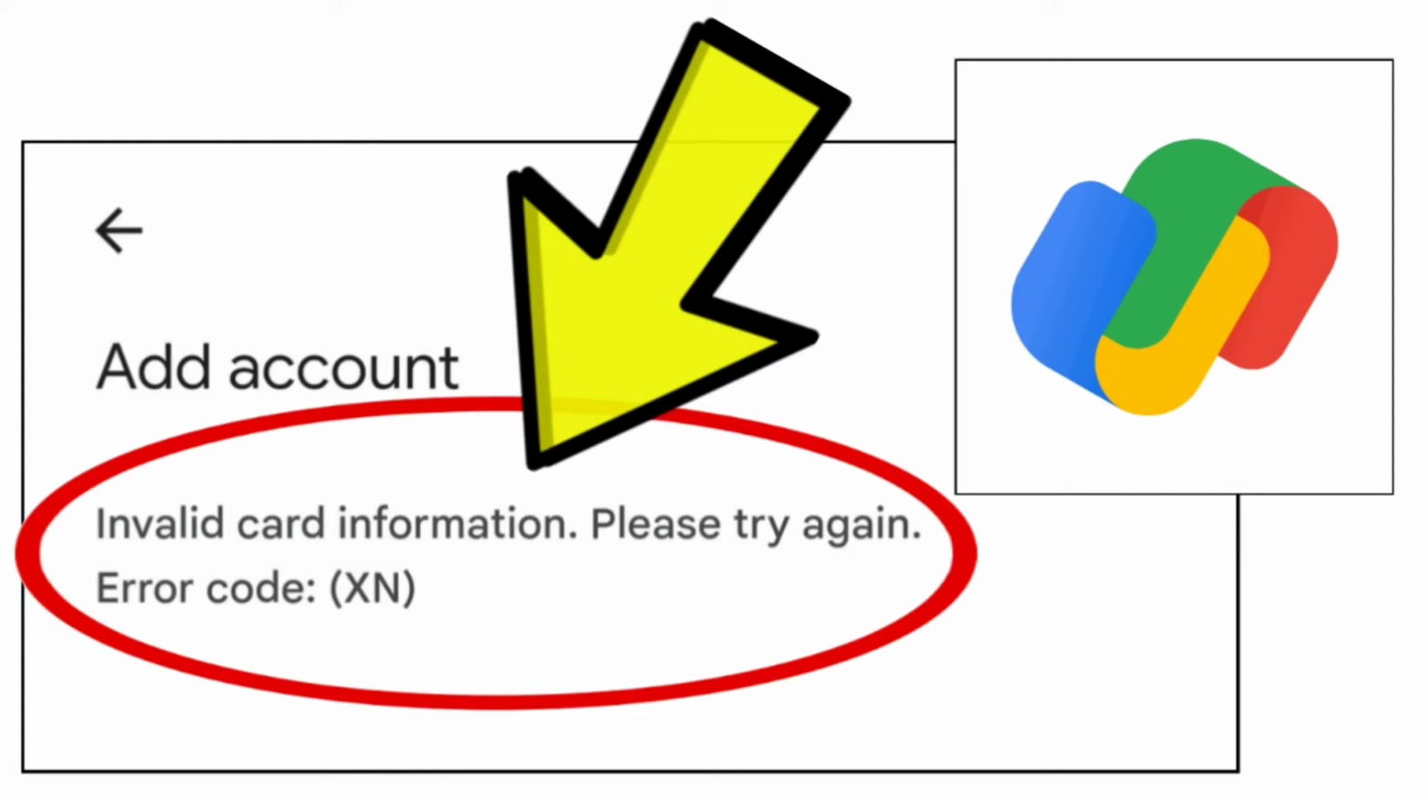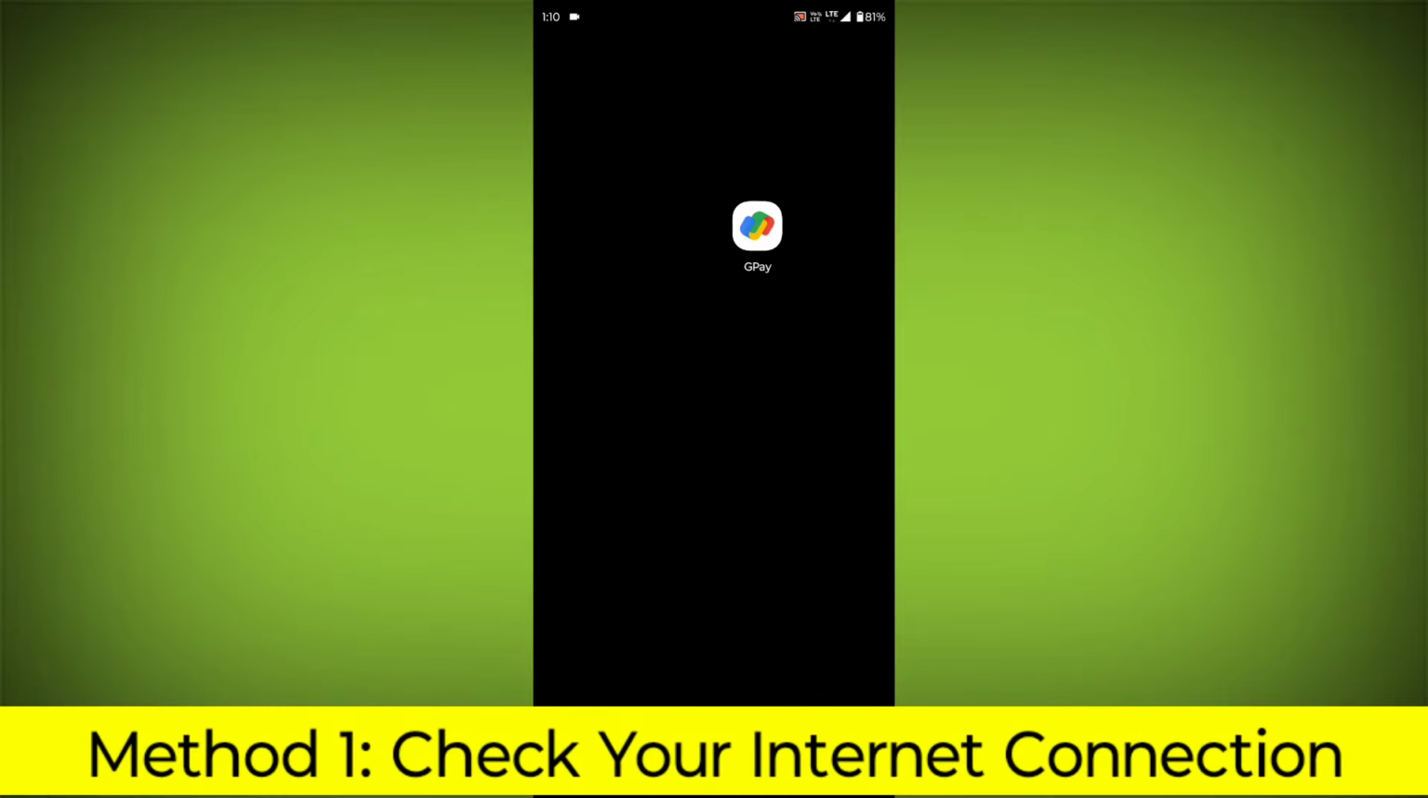How to fix Google Pay app invalid card information. Please try again. Error code XN, problem step-by-step detailed solution. If you have entered correct details, then also this error occurs, then try these methods. Method 1.